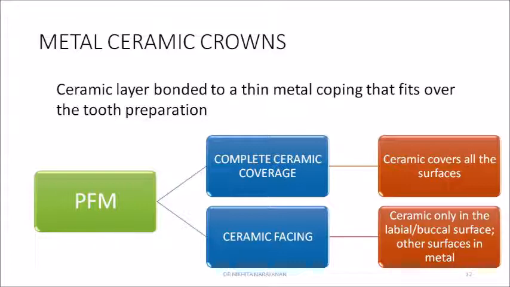So this can be of 2 types. There is a complete ceramic coverage and there is a ceramic facing crown. So in complete ceramic coverage, all the surfaces of the crown will be layered with ceramic. But in ceramic facing crowns, only the buccal or the labial surface which is visible outside, only that surface is layered with ceramic. All other surfaces will be in metal. So only for aesthetic reason, the ceramic facing or the ceramic layering is done.